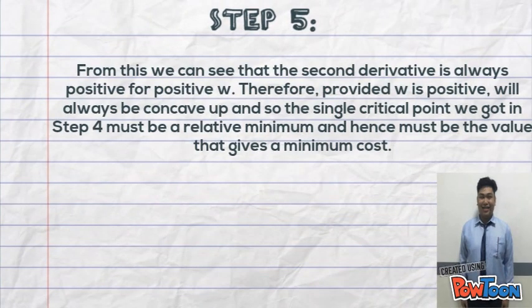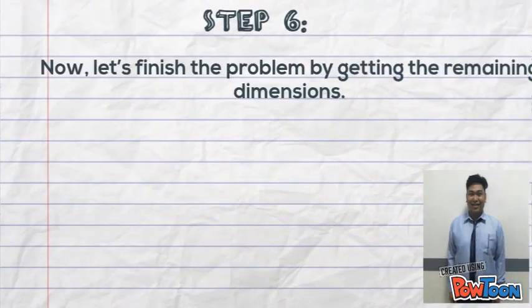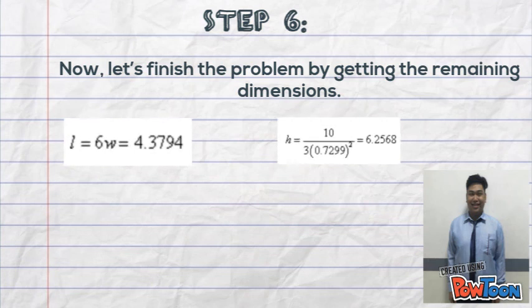From this, we can see that the second derivative is always positive for positive W. Therefore, provided W is positive, it will always be concave up, and so the single critical point we got in step 4 must be a relative minimum and hence must be the value. Now, let's finish the problem by getting the remaining dimensions.